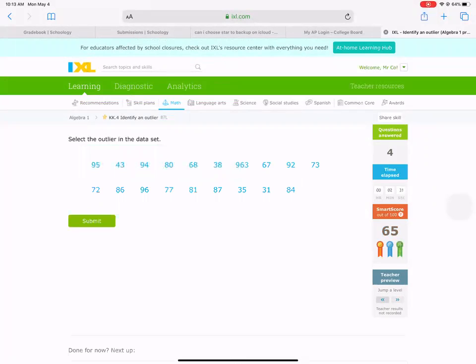The outlier here, 90, 43, 94, 80, 68. Like 43 might be kind of an outlier, but all of a sudden we get to 963. Yeah, that guy's the outlier. The idea is these numbers are really way off.